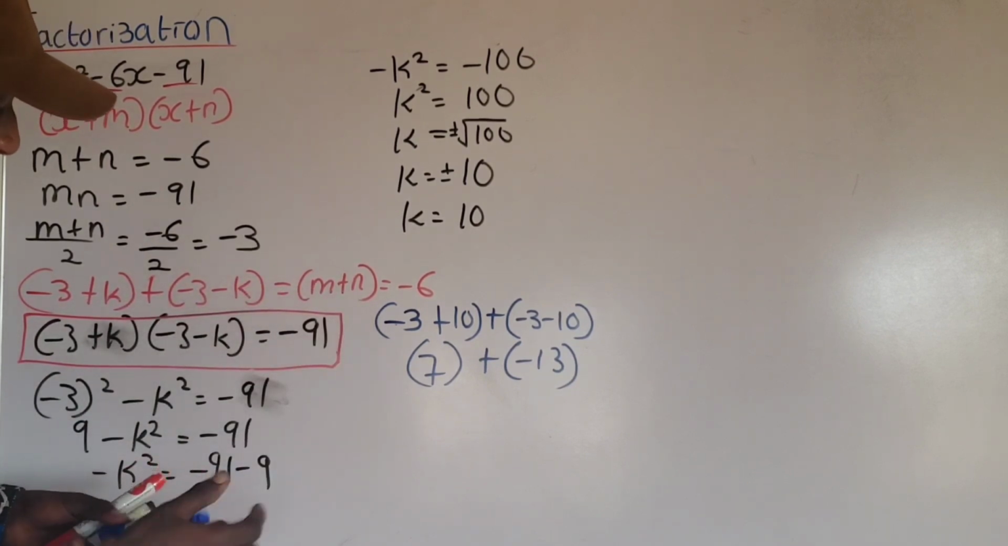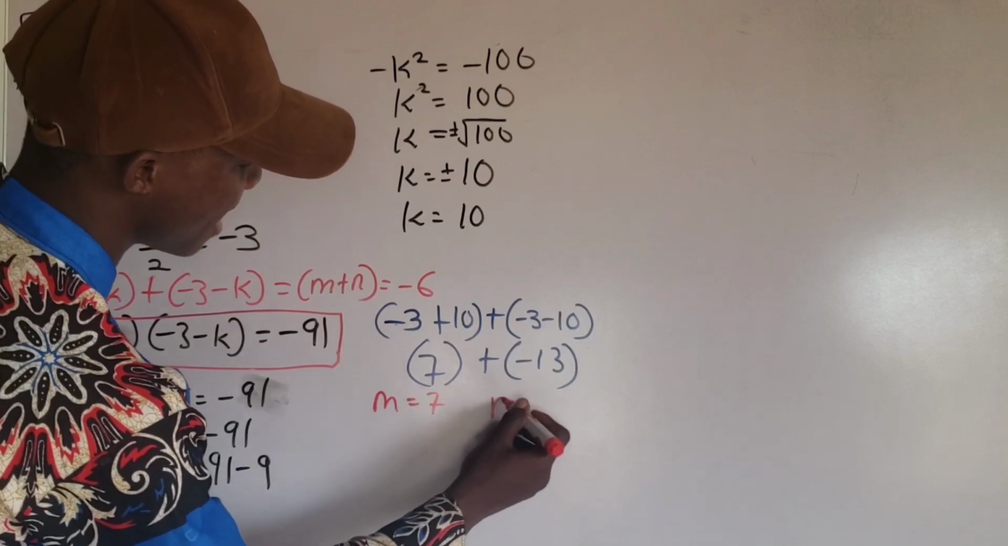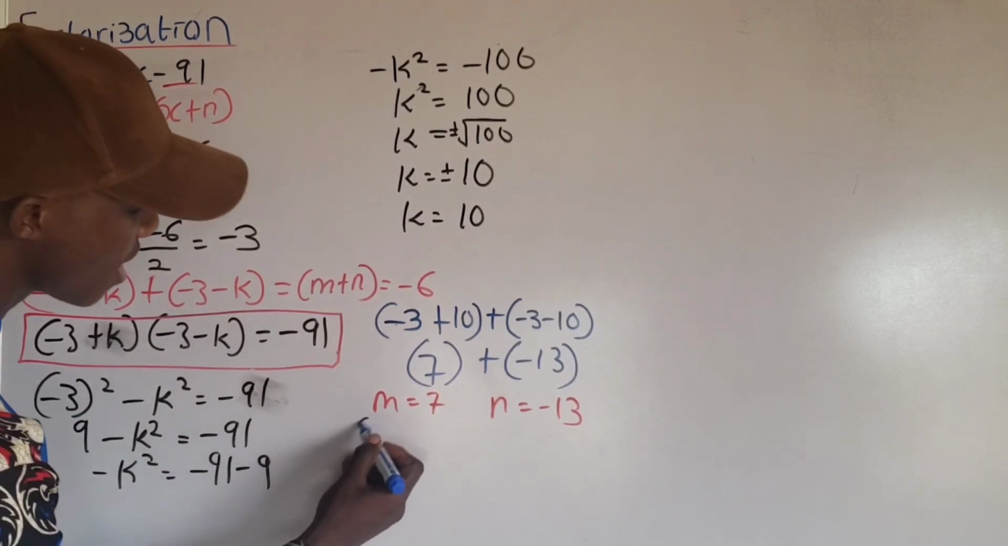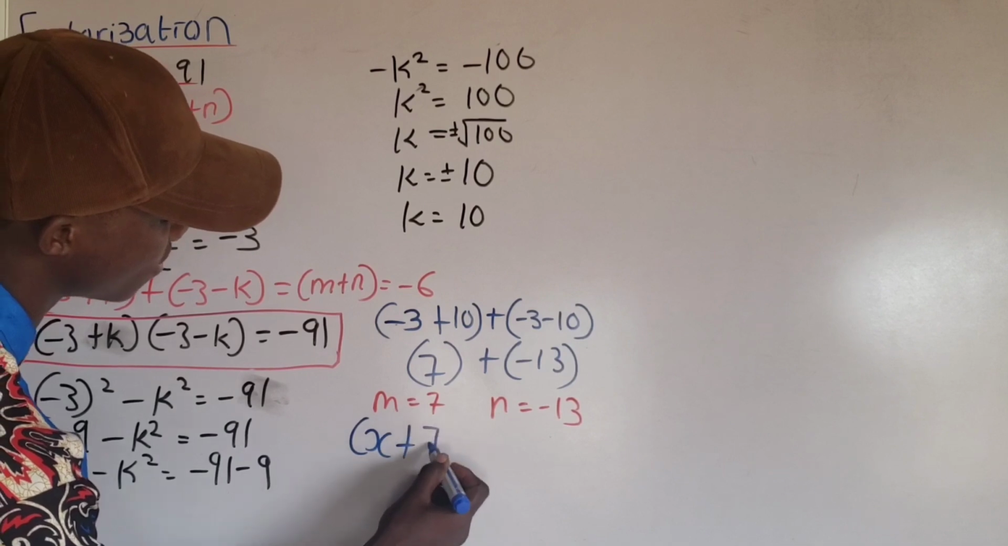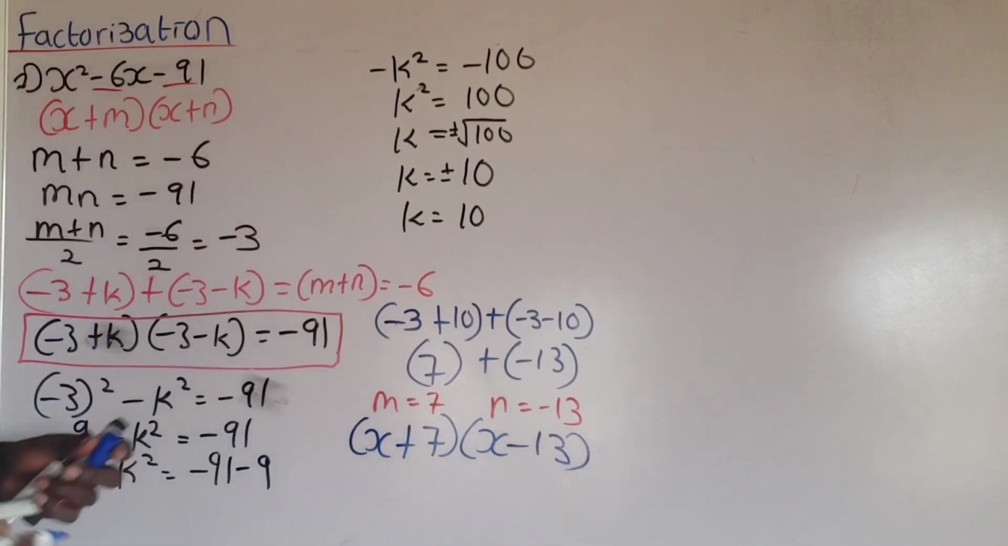So in this case, m is 7. You understand? M is equal to 7 and n is equal to negative 13. So you have gotten the values of m and n. All you have to do is replace the values of m and n in this factor. So I'm going to have x plus 7 and x minus 13. You understand? So those are the factors of the quadratic equation x squared minus 6x minus 91.